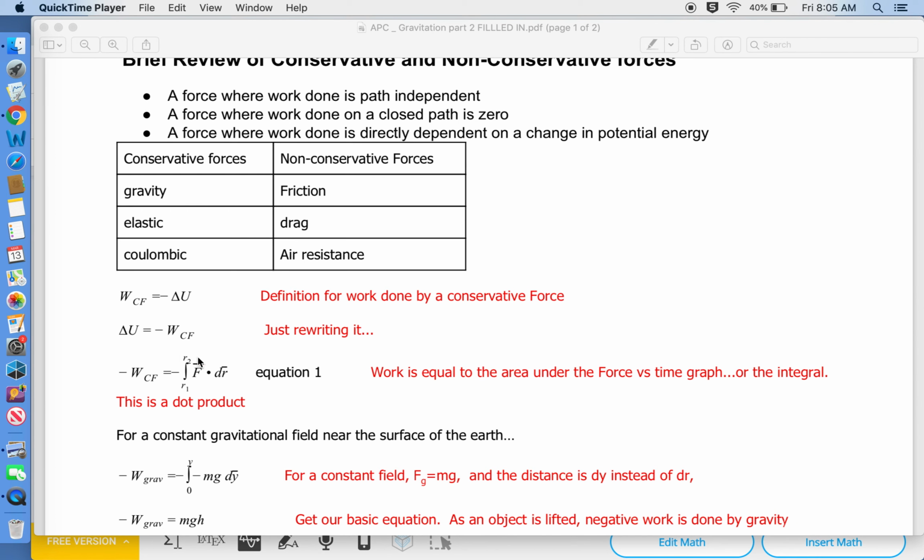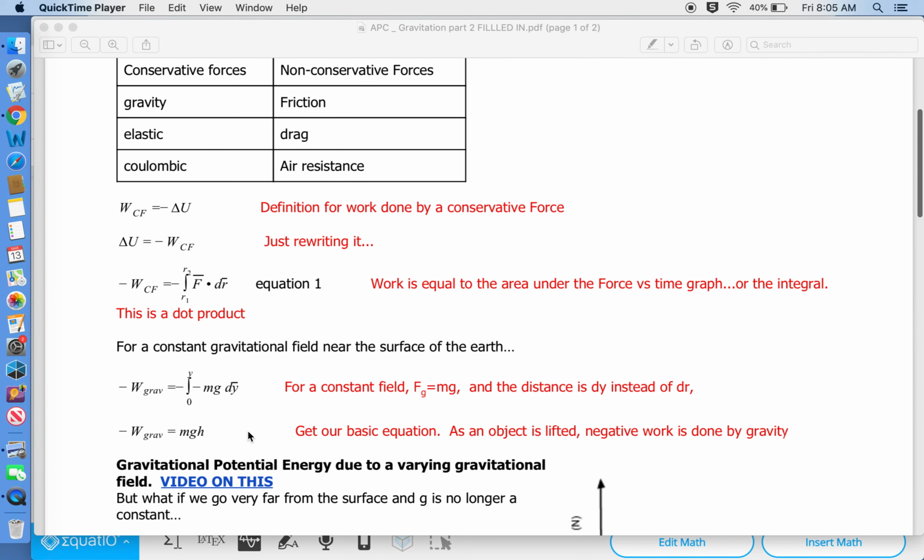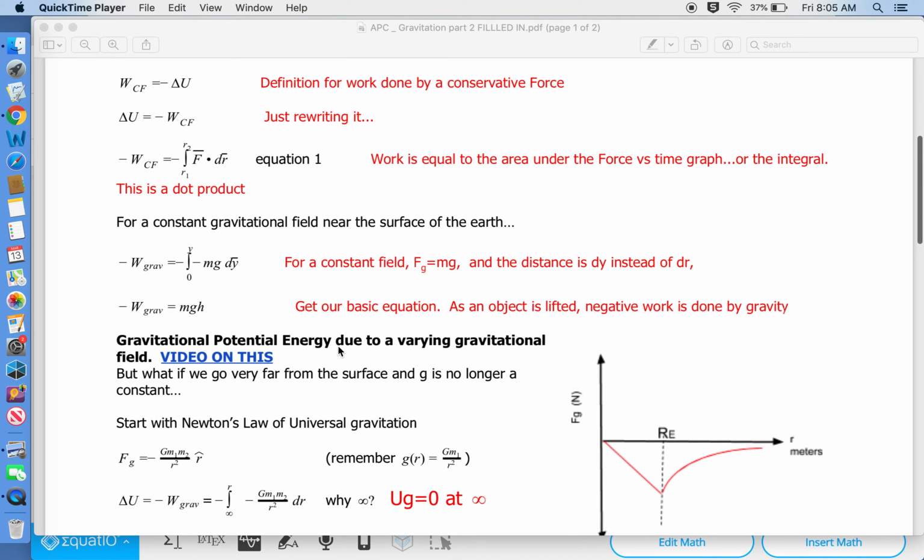And this statement right here, this integral, is basically if I have a path that is not just a straight line path, but something that's curvy, and I want to figure out the total work done over this random path, I can break the path up into tiny little segments dr. If I add up the work done over all the tiny drs, then I'm going to get the total work done by the conservative force. So that just takes you through this for the constant field, and then the gravitational potential energy due to a varying gravitational field.